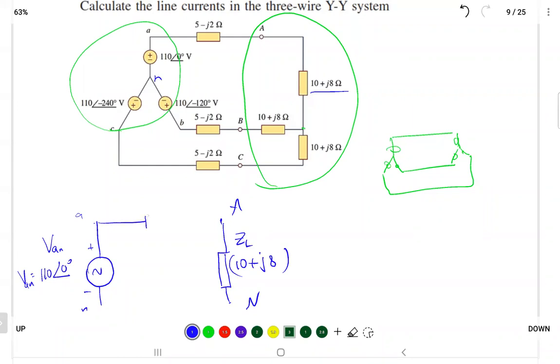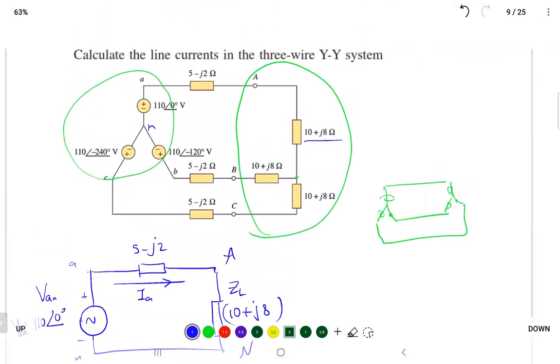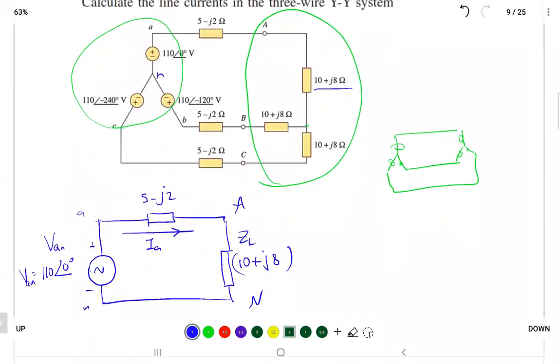Then it is connected by a transmission line that has an impedance too. The impedance is given as 5 minus j2. All of them are equal, 5 minus j2. And the current will flow in this direction. You can call it anything, I will call it IA. So now it's easy to solve, just a very simple circuit. What was the question here? Calculate the line currents.